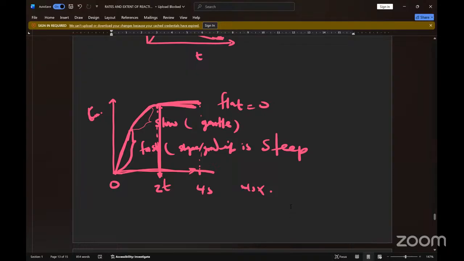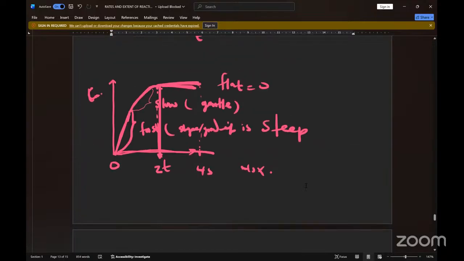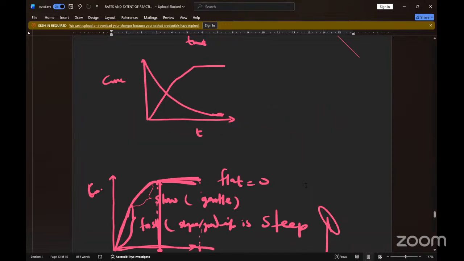Okay. Now you can also look at it in terms of the reactant. Again, you have a quick one. I don't know what's happening with my technology, but at least you understand what I'm doing.